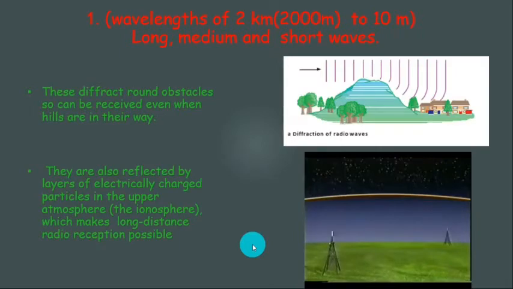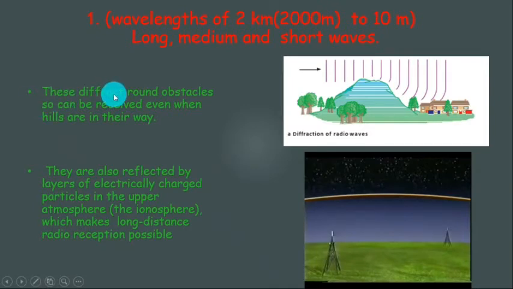Let's start with the first type that has wavelengths of 2 kilometers or 2000 meters to 10 meters. What did we call this type? Long, medium, and short waves. Why do we call it long, medium, and short? Because look at the range, 2000 meters to 10 meters. Long, between here, medium, and around 10 meters, or 10, is what? Short waves.